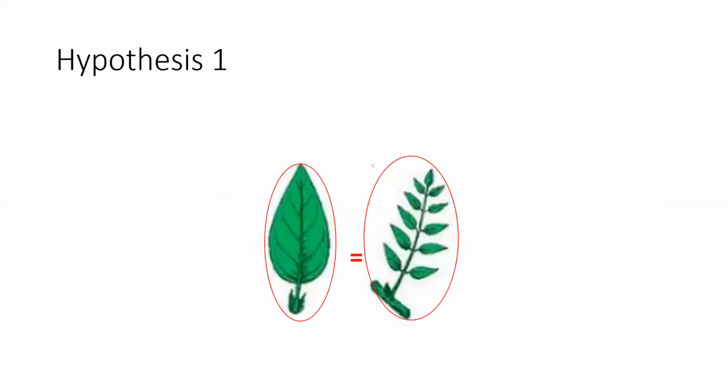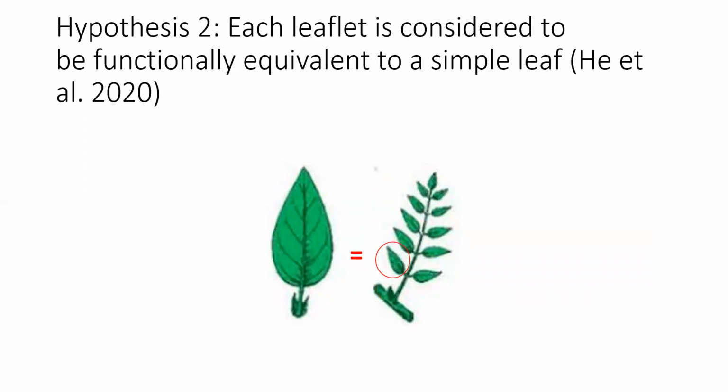There were two hypotheses when it came to what individual leaflets were capable of doing. The first hypothesis was that an entire compound leaf was equivalent to a simple leaf in terms of function. If this hypothesis were true, then having a compounded leaf with many leaflets would likely not give the plant any advantage and would be a waste of energy to differentiate the leaves without providing any benefit. The second hypothesis was that each individual leaflet is functionally equivalent to a simple leaf.